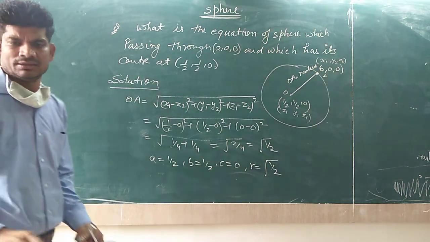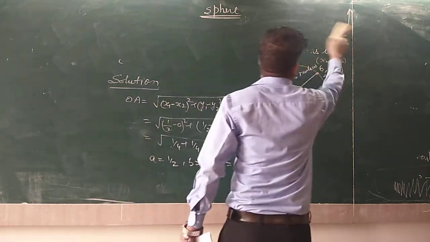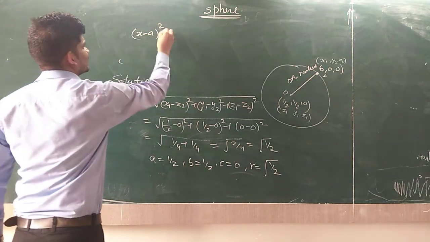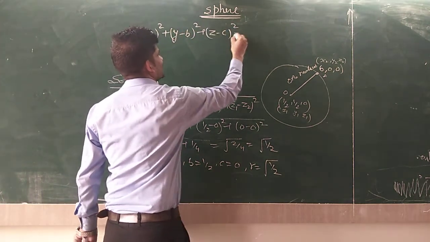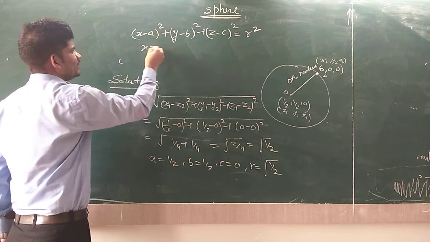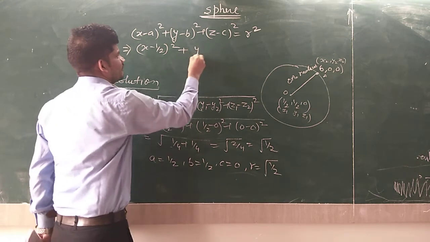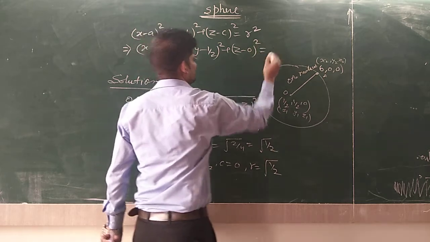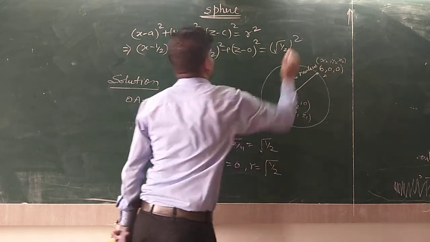Then use the formula (x minus a) square plus (y minus b) square plus (z minus c) square equal to r square. Putting a, b, c: (x minus 1/2) square, (y minus 1/2) square, (z minus 0) square equal to, and the radius is root 1/2, then (root 1/2) square.